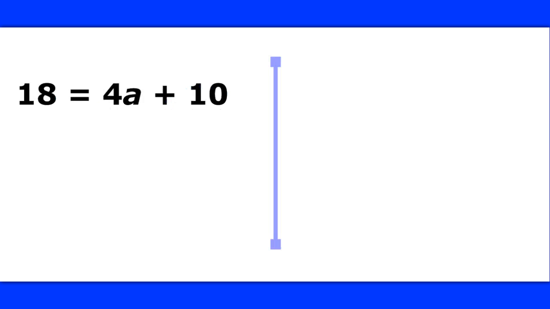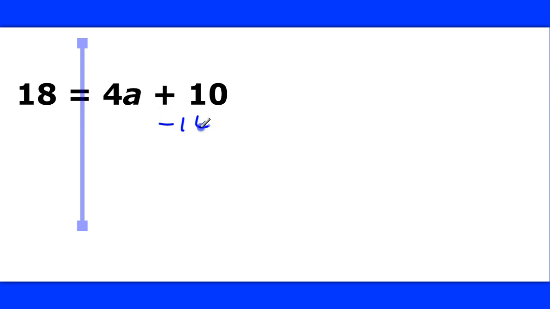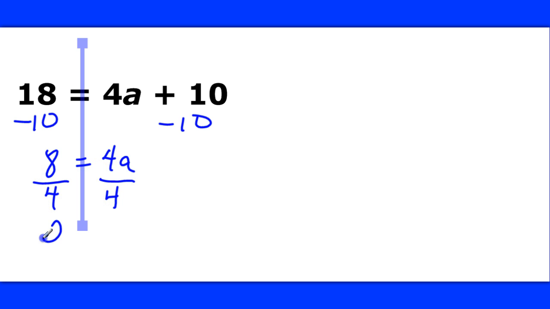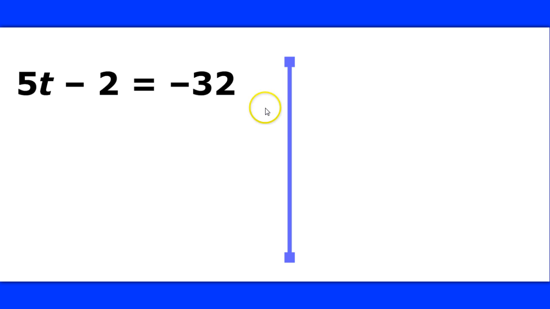So we're going to do some problems, and what I want you to do is pause the video for each one, do it, and then come and check your answer. All right, so here we go. Ready? Subtract 10 from both sides. That gives you 8 is equal to 4A. Divide both sides by 4. 2 is equal to 1A. Check your answer. Make sure that it is right.